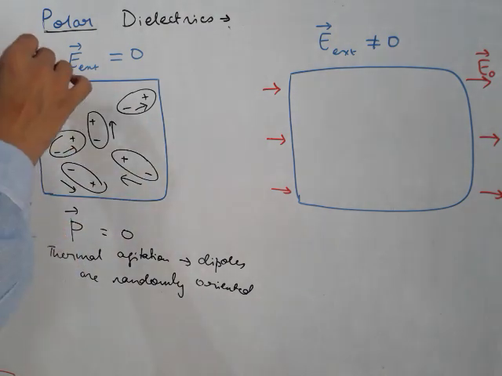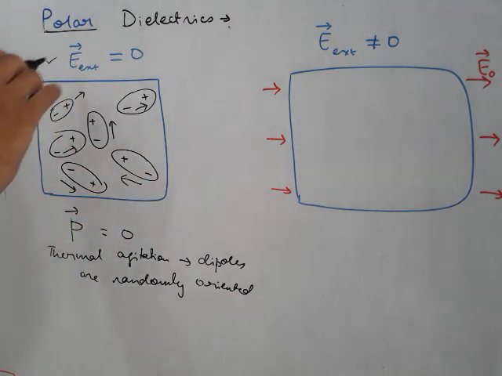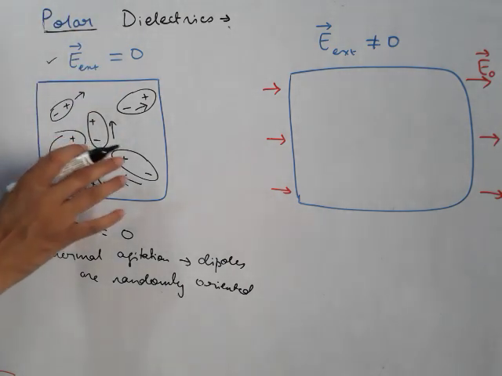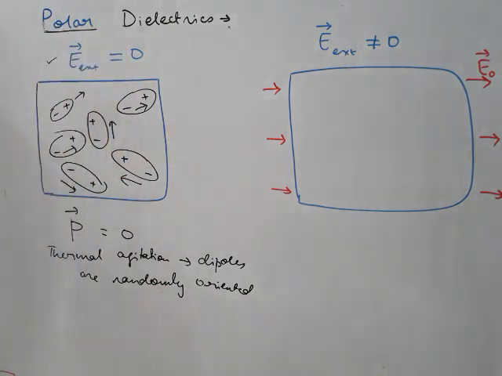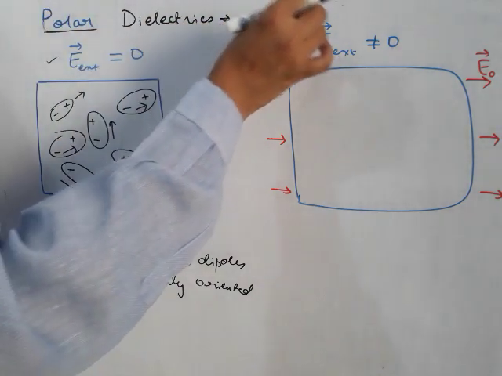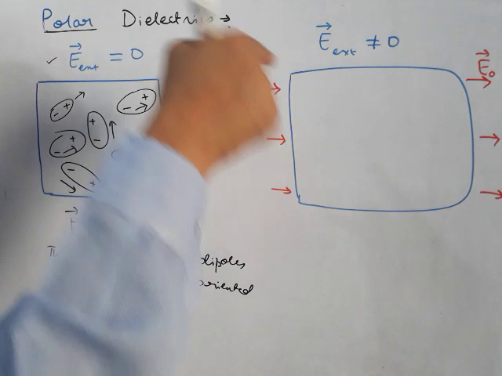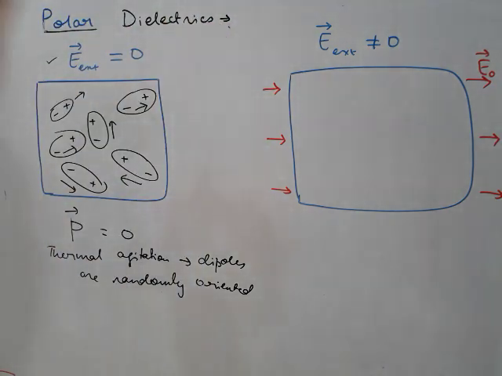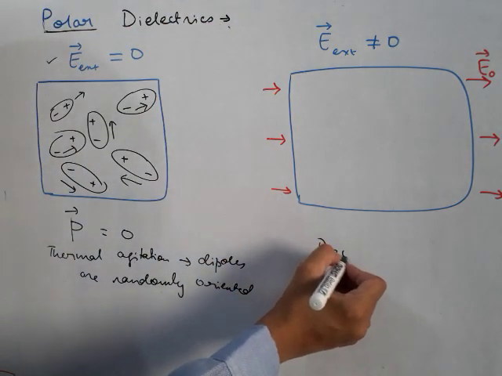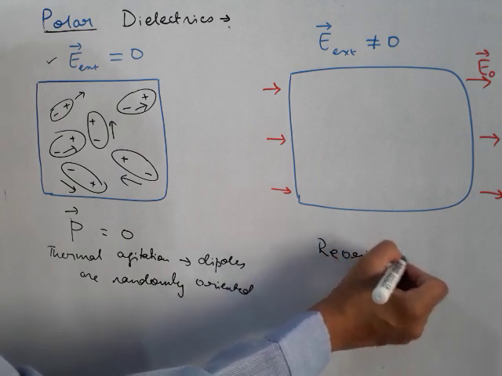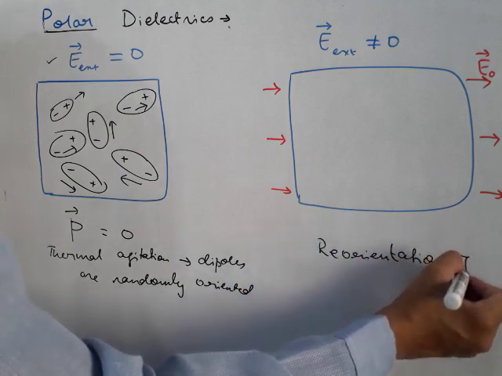This is the situation in case of a polar dielectric in absence of external electric field. So there is a dielectric consisting of polar molecules, there is no external field. But if external field is applied, then like the previous case, there may be some stretching, but the factor due to stretching is not that important in this particular case. Here another important factor plays a vital role, and that is reorientation of dipoles.